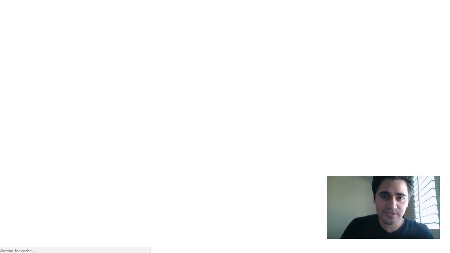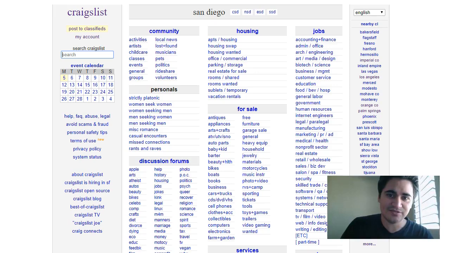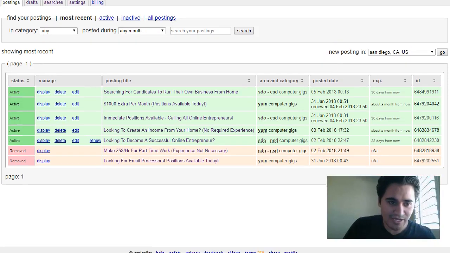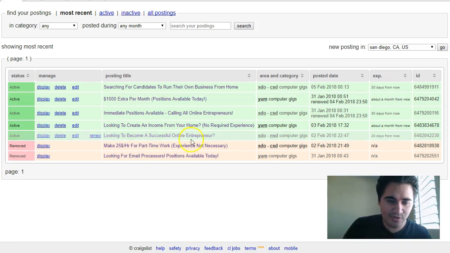Maybe I should have opened this before because it's a little bit slow, but okay. All right, here we go. Let's go to my account. Okay, so here we go. So these are my Craigslist account ads for now. As you guys can see, two of them have been removed, have been flagged. One of them was flagged as soon as I posted it. The second that I posted it, I checked it and it got flagged. And it was this one, looking for email processors.